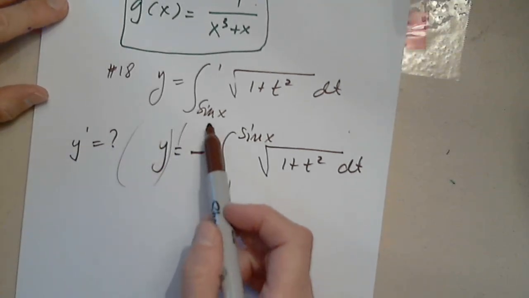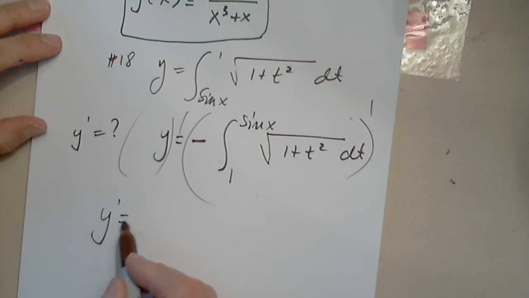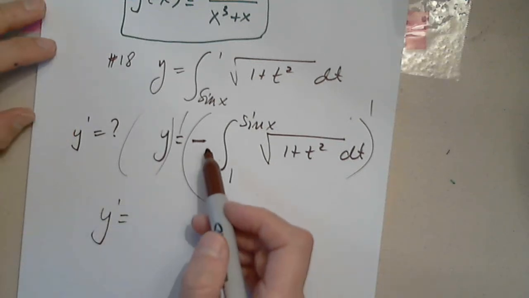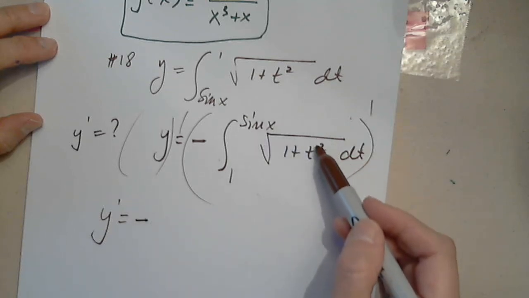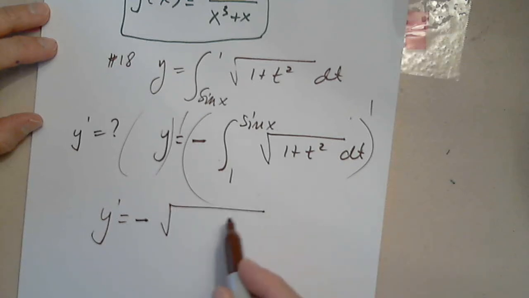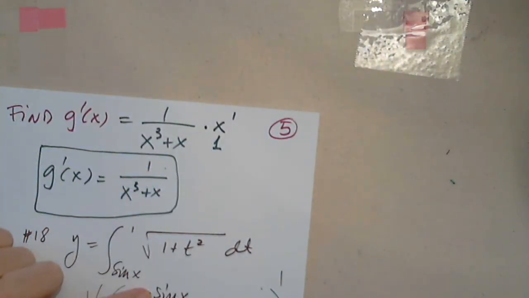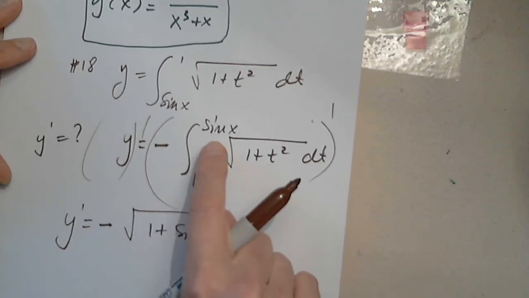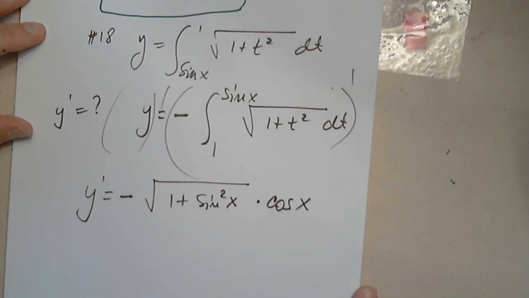Now I'm ready to differentiate both sides. The left-hand side is y prime, exactly what I want. The right-hand side has to have a minus. Like before, I have to replace t by sine x: the square root of 1 plus sine squared x. But this time, since I don't have x, I have sine x, I have to multiply by the inner function prime, which is cosine x. And this is it.